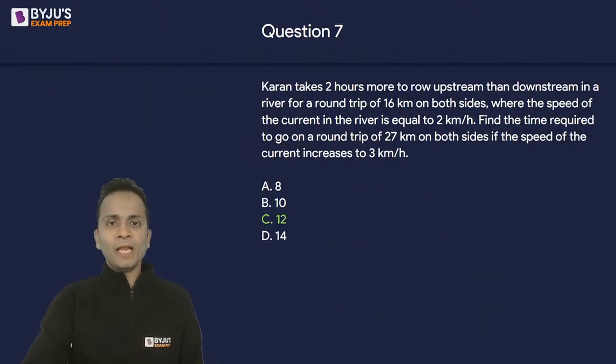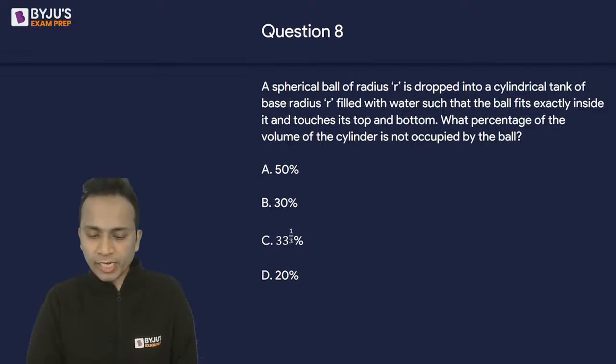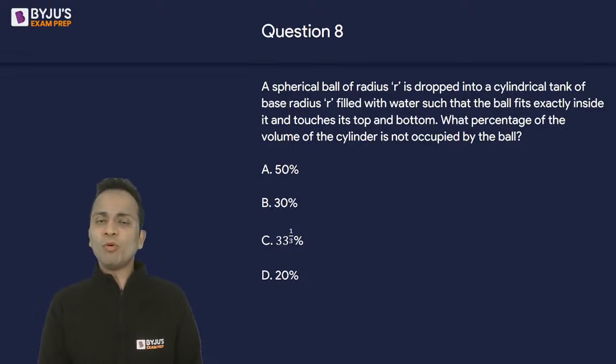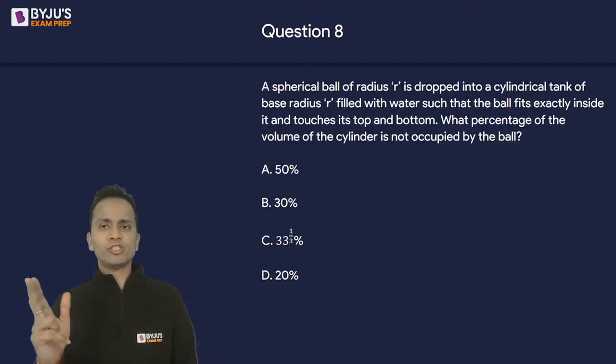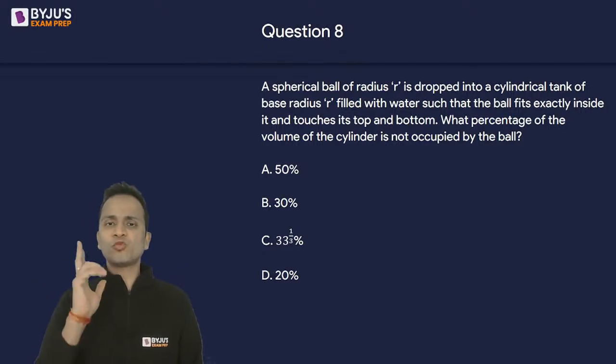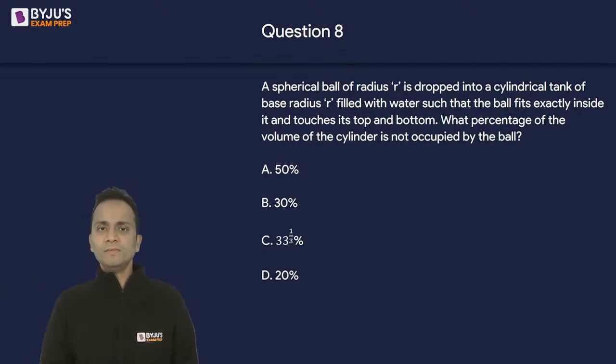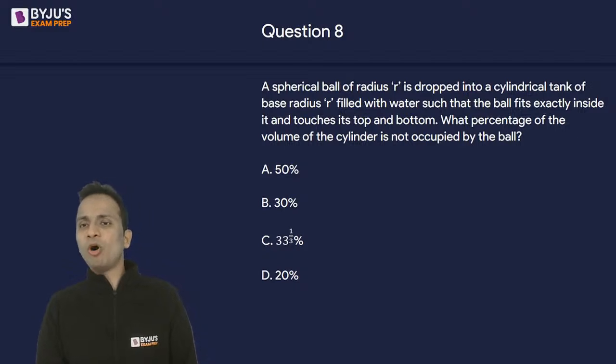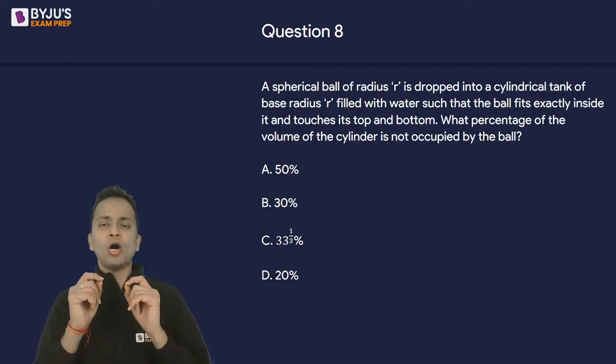All right, so that was question number 7. Let's quickly move on to the last question of the day, question number 8. Now, a question on mensuration. A spherical ball of radius r is dropped into a cylinder of base radius r. So radius of cylinder and radius of sphere are same, filled with water such that the ball fits exactly inside it and touches its top and bottom.